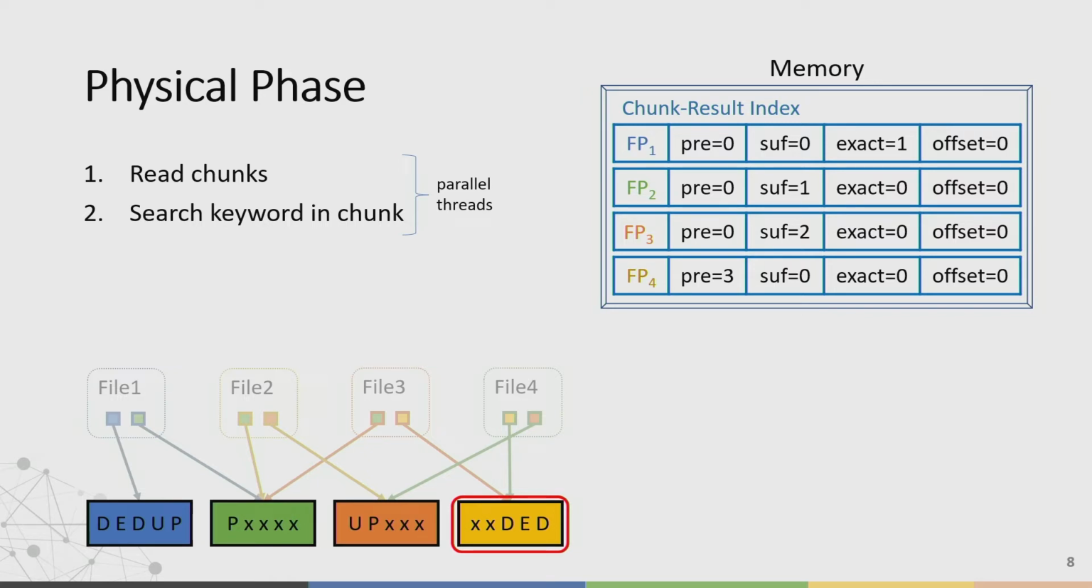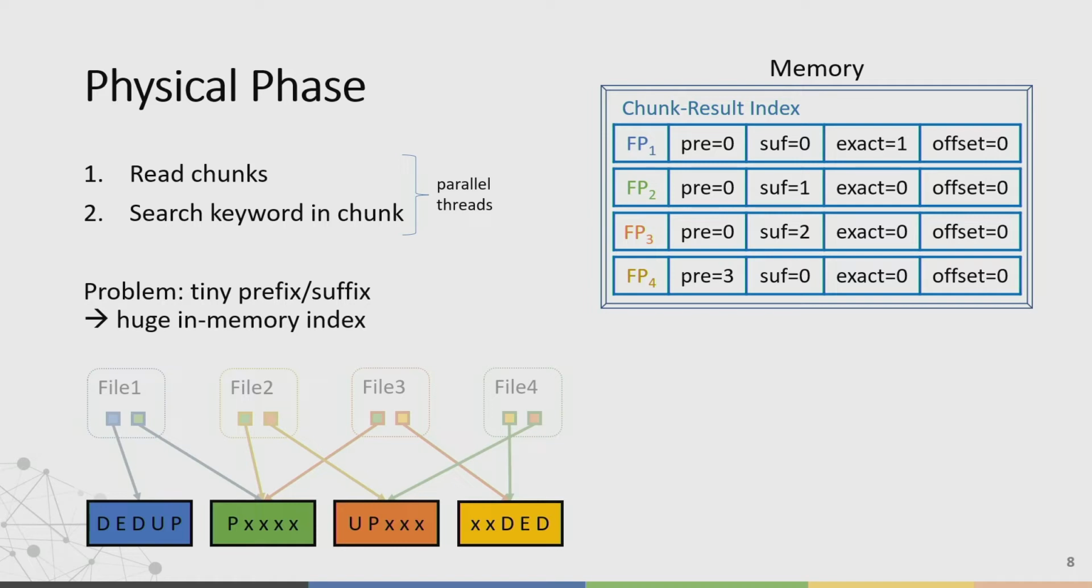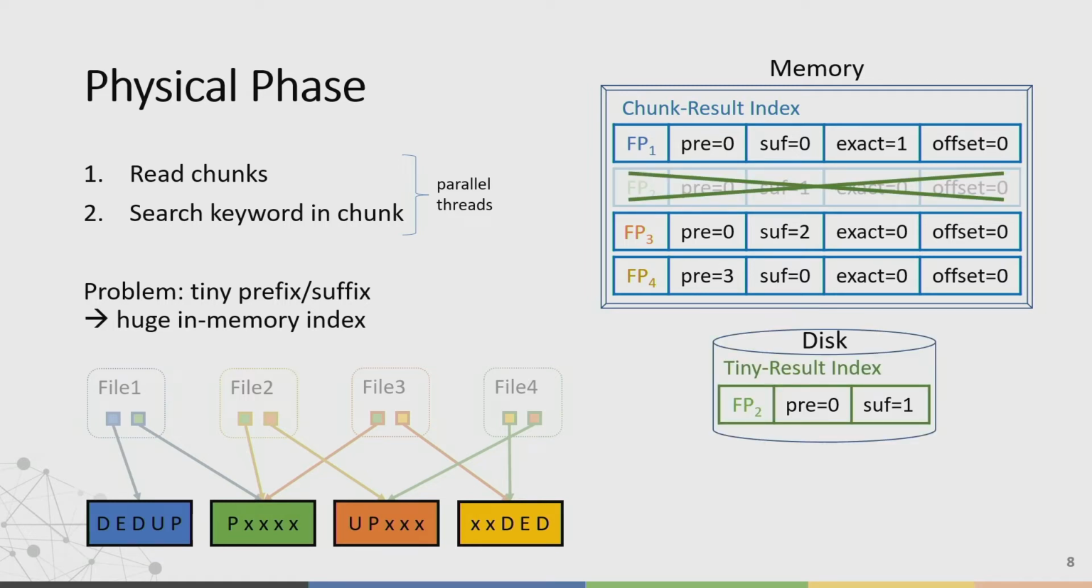But we have a problem with tiny results. How are we going to handle it? For example, here, the green chunk has only a P at the beginning. It's not a rare case to have a chunk with a P at the beginning. So our idea was to split that kind of results to another index. And that index, the tiny result index, would be saved on disk. So here, fingerprint 2, which has only a tiny suffix, holds a smaller object saying that fingerprint 2 has a tiny suffix. That's how our database looks after the physical phase.